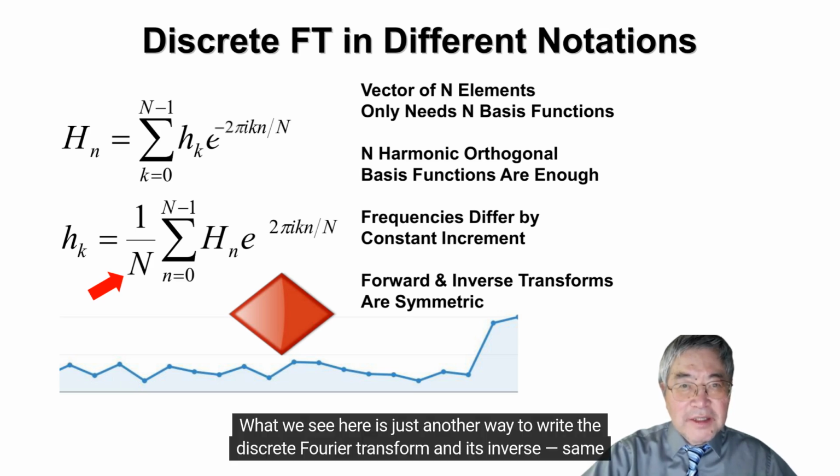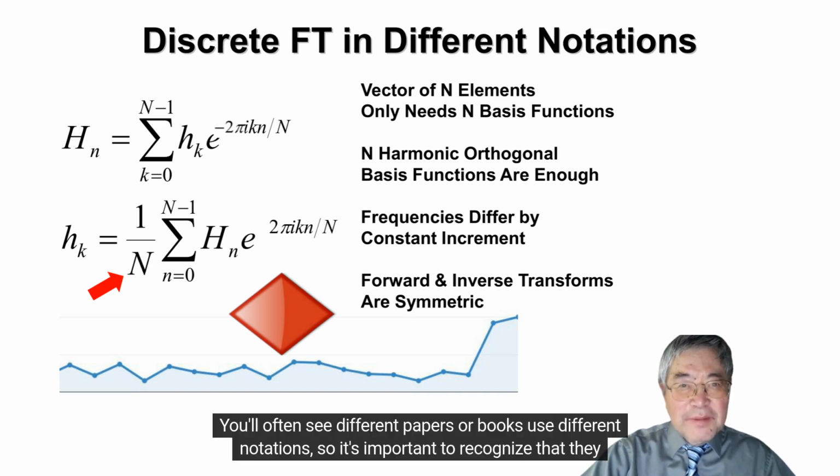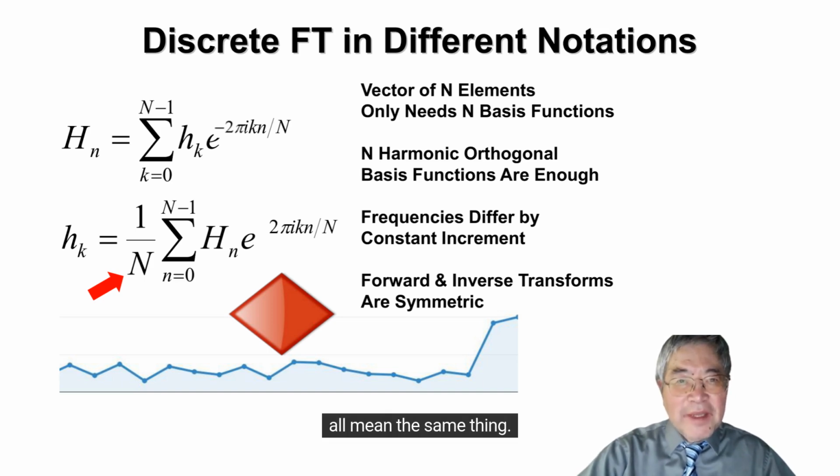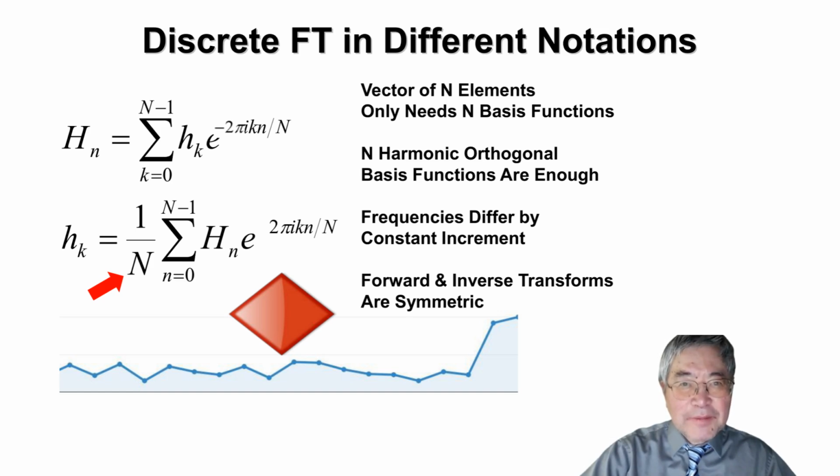What we see here is just another way to write the discrete Fourier transform and its inverse. Same math, just different symbols. You'll often see different papers or books use different notations, so it's important to recognize that they all mean the same thing. Let's say we have n data points in the time domain.